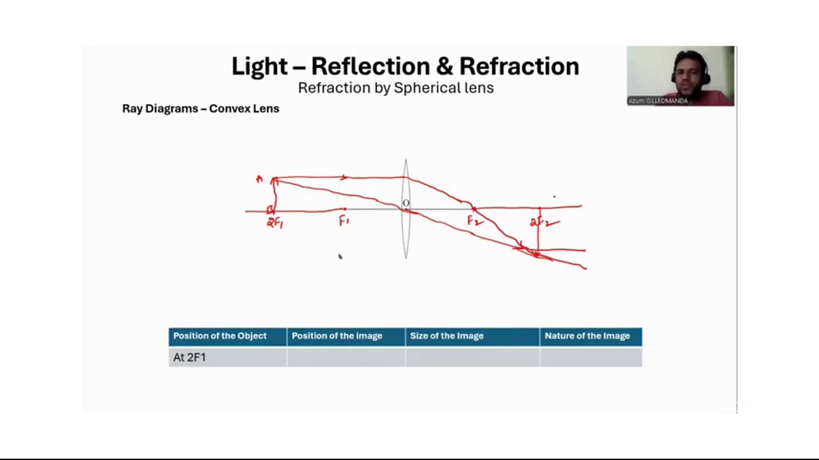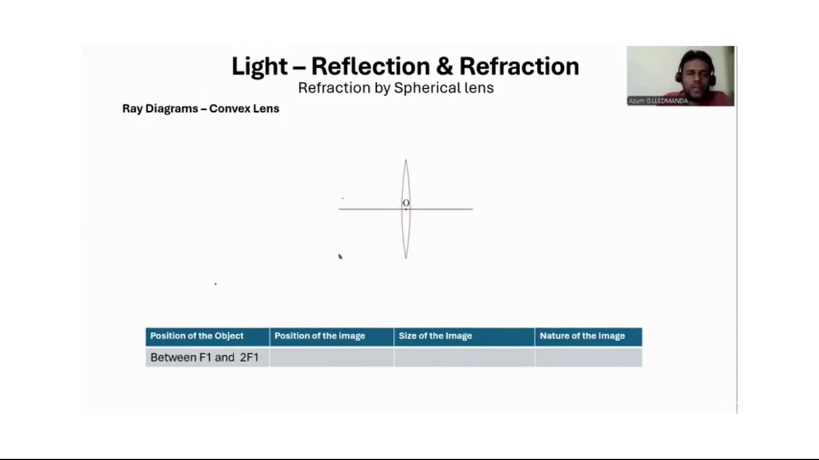So where is the image forming? When the object is at 2F1, the image is forming at 2F2. If you draw with a scale, you will get that exactly. And what is the size of the image? It is the exact same size. And what is the nature of the image? It is real and inverted.